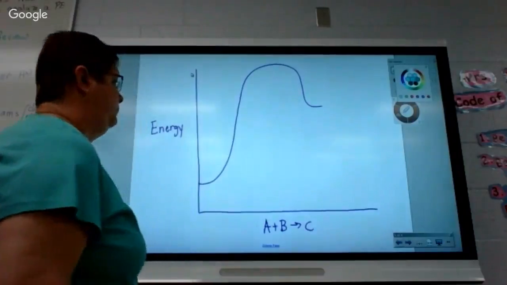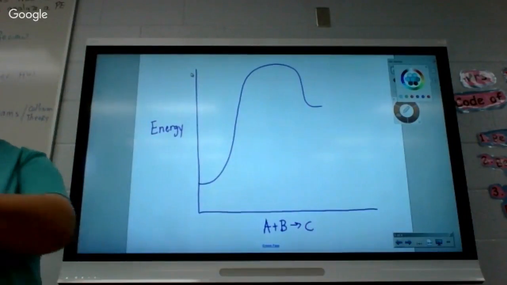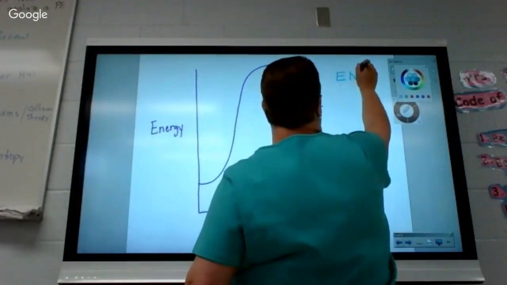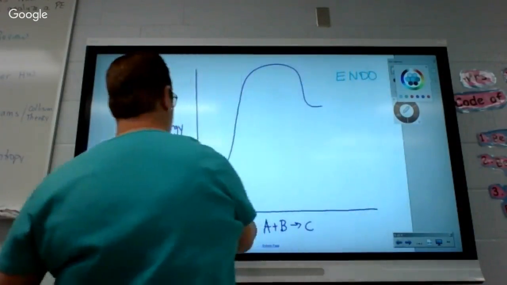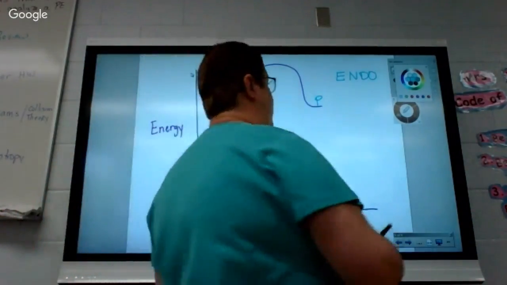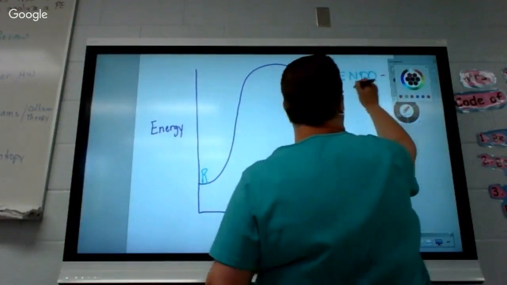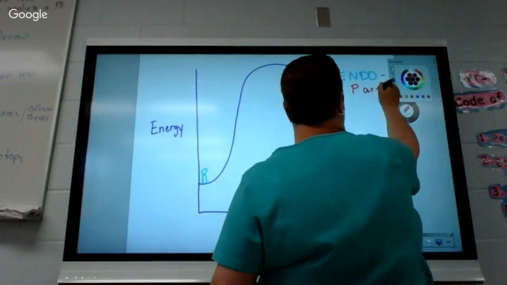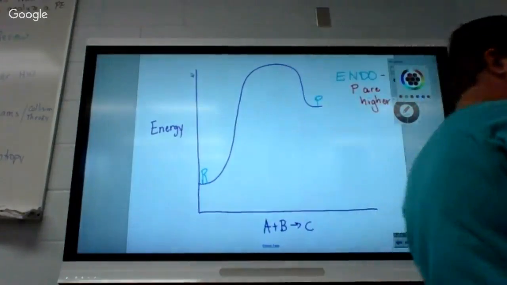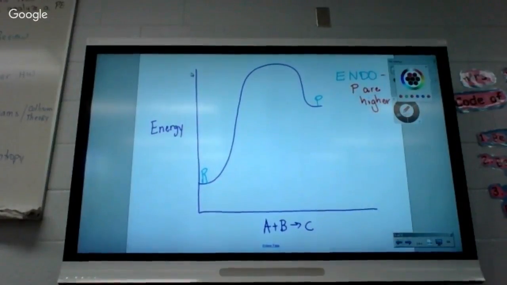All right. First of all, what kind of graph is it? How do you know it's endo? We should know this is endo because the reactants are here and the products are there. For those of you who are not as quick as Brian, the products are higher. For those of you who don't understand that, I'd memorize it. If the products are higher, it's endothermic.